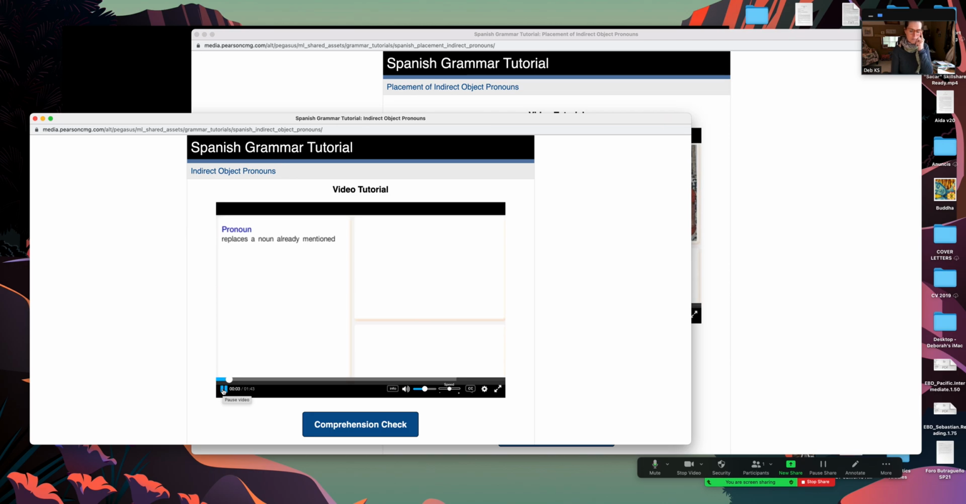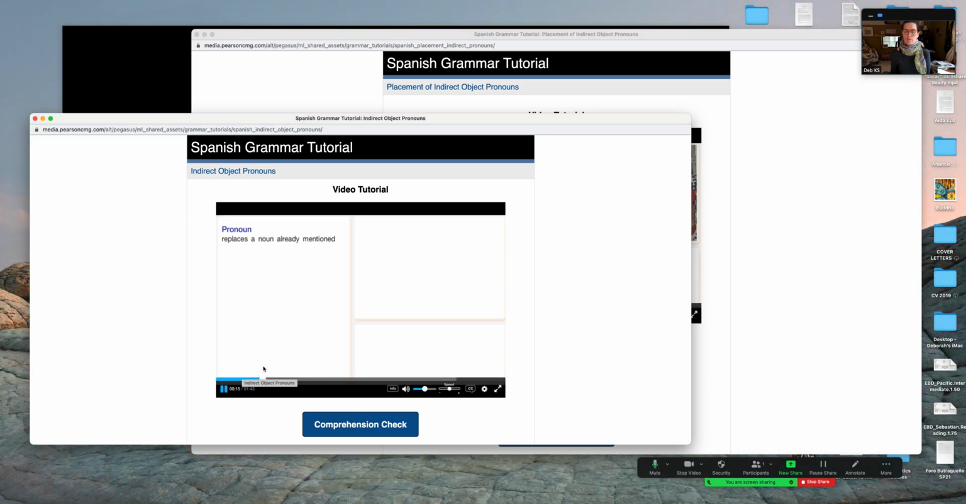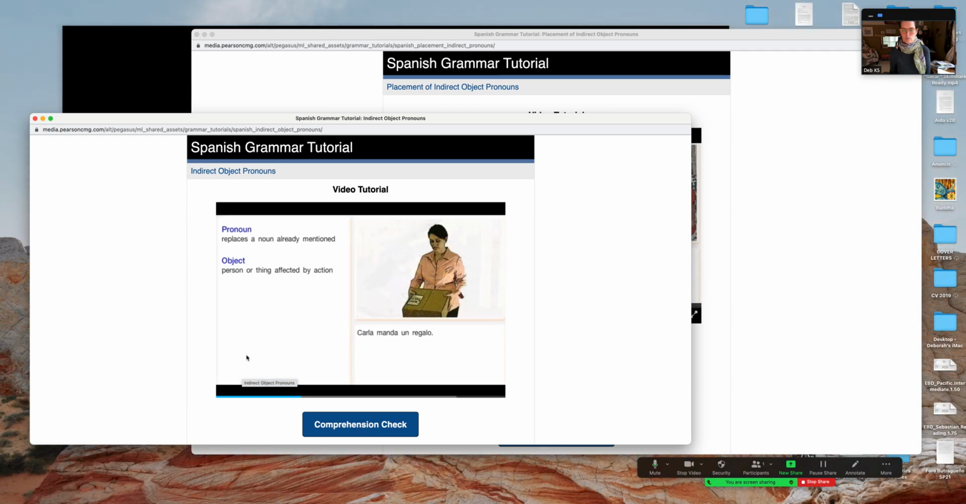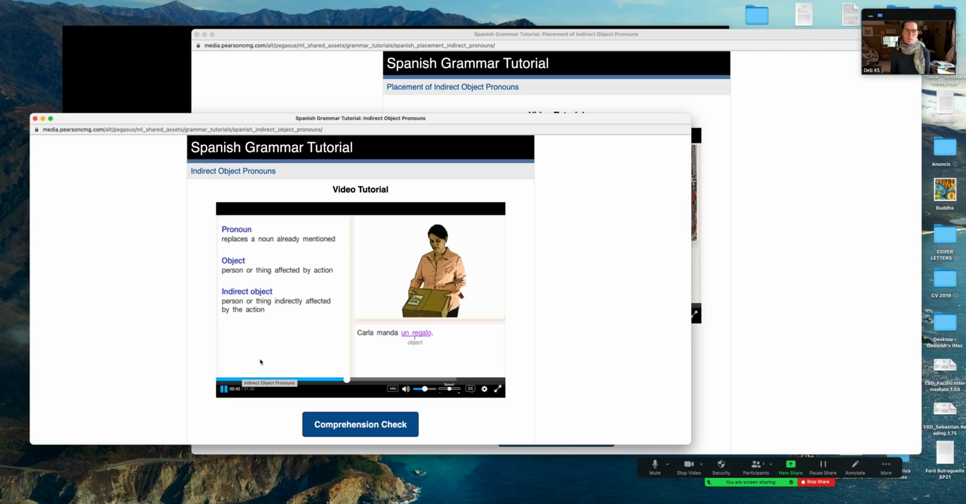Remember, a pronoun replaces a noun when the noun has already been mentioned in the conversation. Just as a subject pronoun replaces a noun used as the subject of a verb, an indirect object pronoun replaces a noun that functions as an indirect object. A noun or pronoun functions as an object when it tells who or what the action of the verb affects. An indirect object is one that the verb acts on indirectly. That is, the action is done to someone or something else, but the indirect object is also affected.